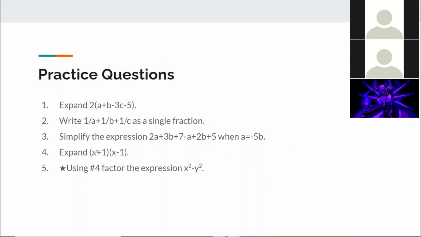So we noticed that x plus 1 times x minus 1 was just this term squared minus this term squared. So we can generalize that x squared minus y squared is just going to be x plus y times x minus y. You could also double check this because you could distribute it so it becomes x squared minus xy plus xy minus y squared, which is just x squared minus y squared. So we are done with these practice questions.